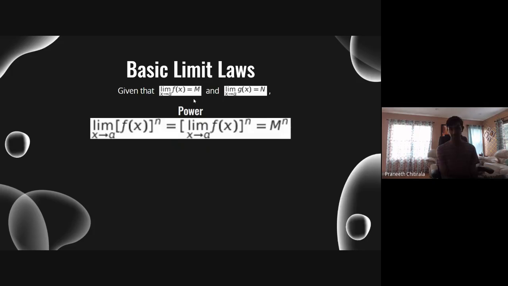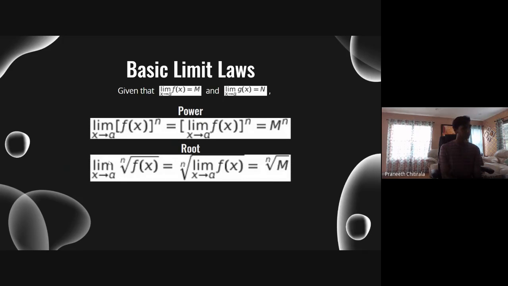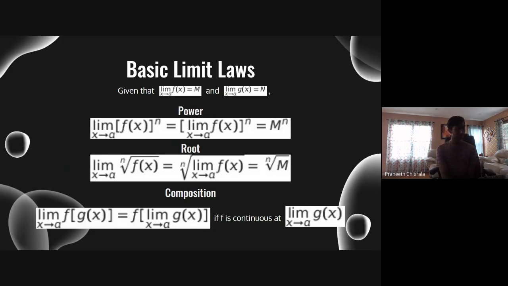Now we have a power of a function. The limit of a function to the n power, you just take the limit of the function itself and then raise it to the n power. So m to the n power. Same with the root. The root and power are similar, so you could just take the limit of the function itself, and then take the nth root. So nth root of m.